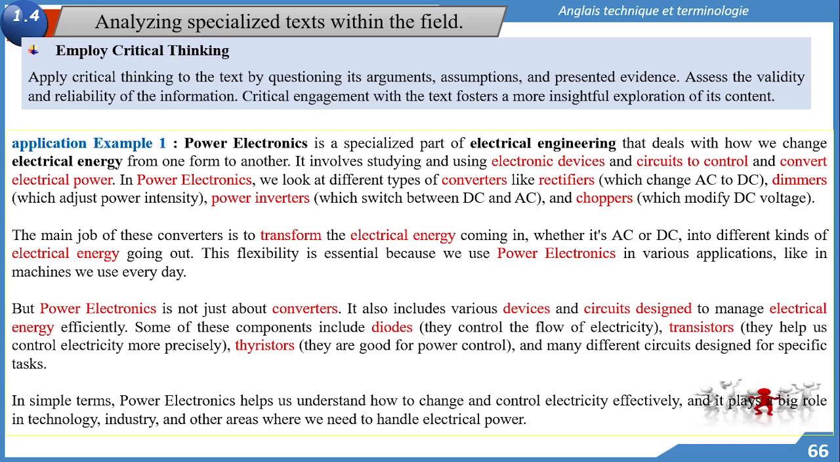So you should employ critical thinking. Ask questions about the text. Are the argument and evidence good? Is the information true and reliable? Thinking carefully helps you understand the text better. So critical thinking could involve questioning how power electronic concepts are applied in real world scenarios in this article. Evaluate the importance of power electronics in efficiently managing electrical power in these articles. Like this, you could employ critical thinking.